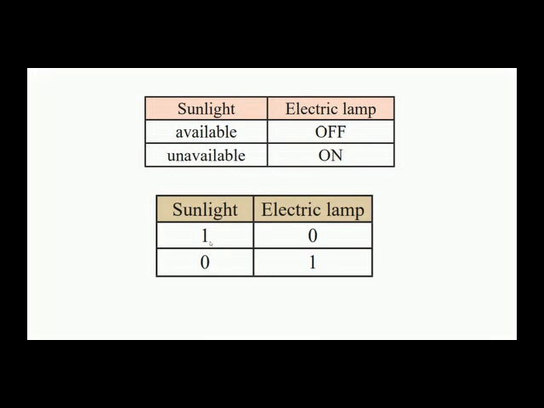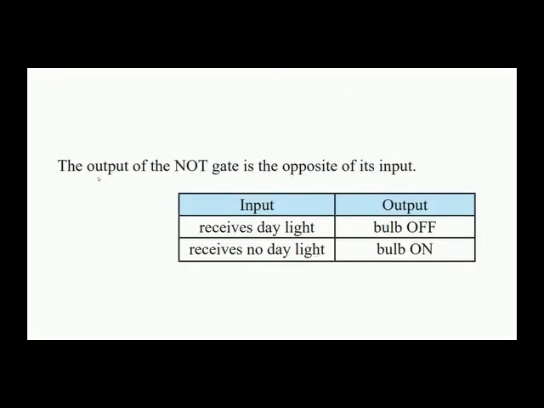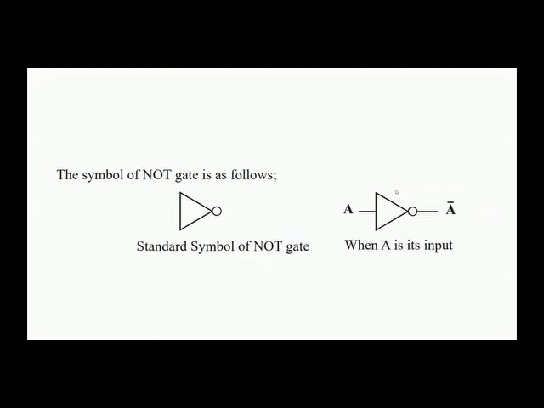If we take availability of sunlight as 1, then the electric lamp is off, which we denote as 0. When the sunlight is not there, the lamp switches on, that means 1. So the output of the NOT gate is the opposite of the input. If the input is 1, the output is 0. If the input is 0, the output is 1. It's the opposite of its input.